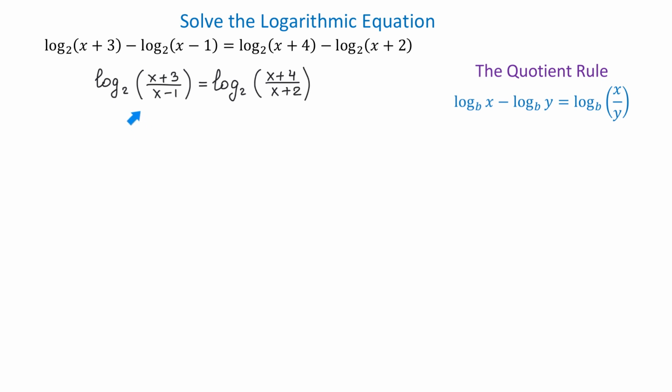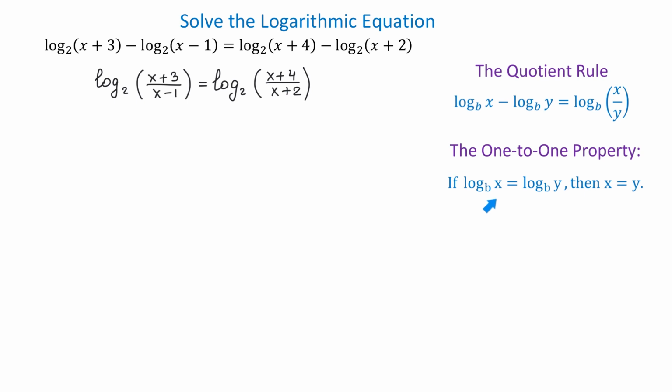Now, once we have a logarithm on each side, in the next step we will apply the one-to-one property. Here to the right, this property tells us that if log base b of x equals log base b of y, then x equals y. So if the logarithms on each side have the same base, then we can write that x plus 3 over x minus 1 equals x plus 4 over x plus 2.